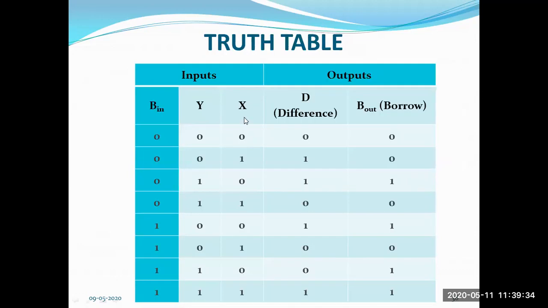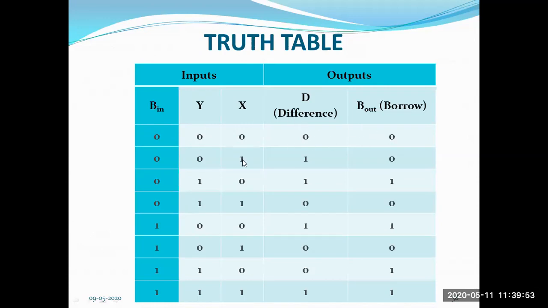So here you have X, Y, and your B in. So you have three inputs. Now we are going to subtract Y from X. So 0 minus 0 is 0, and again 0 minus 0 is 0. So borrow is also 0.